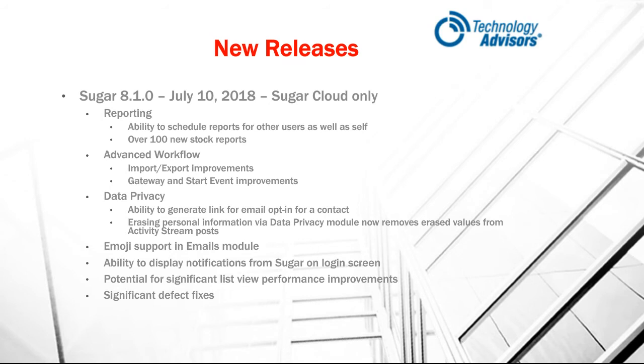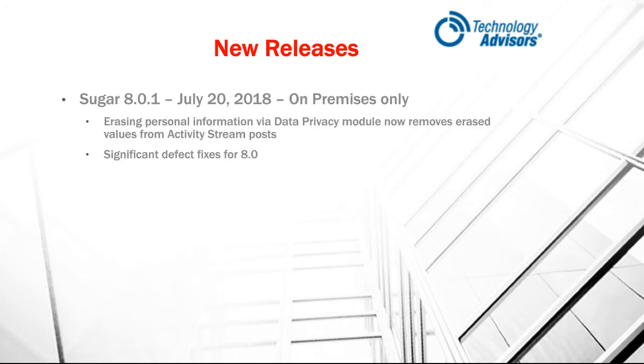Sugar 8.0.1 is a new release that's on-premise only. If you recall, Sugar switched to a quarter release model where on demand in the cloud, they have 4 releases a year. And then on-premise, they only have 1 major release each year. Sugar 8.0.1 is not one of their major releases. It was simply bug fixes as well as that ability to erase personal information from the activity stream.